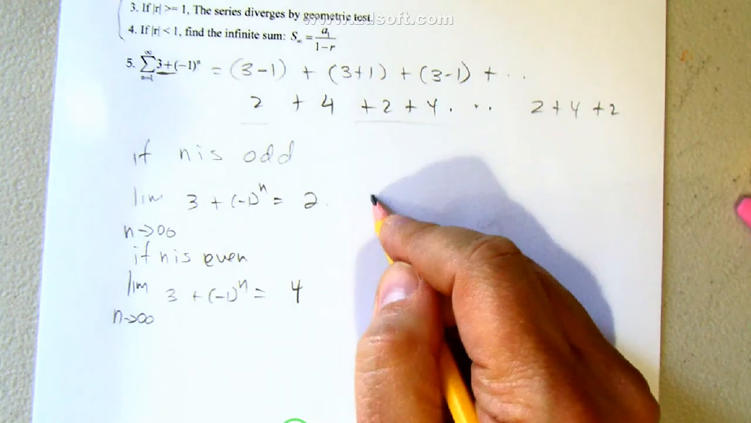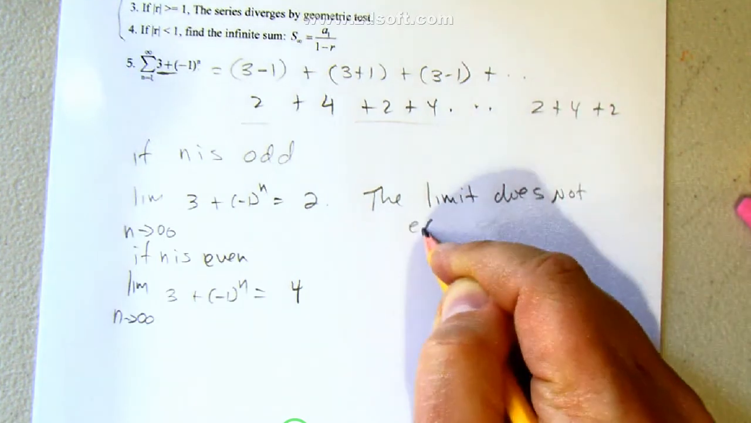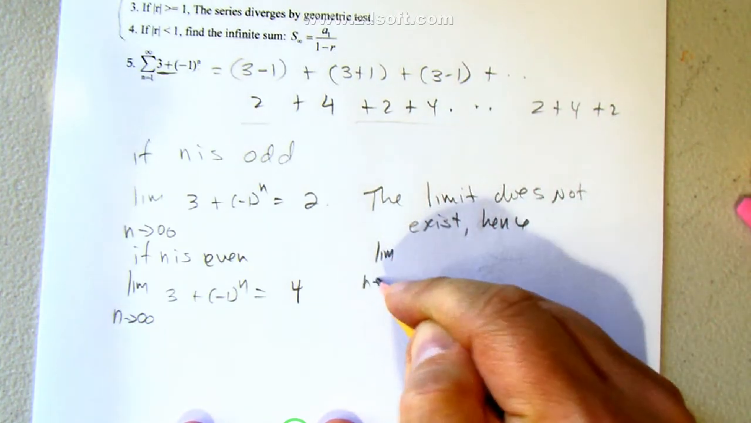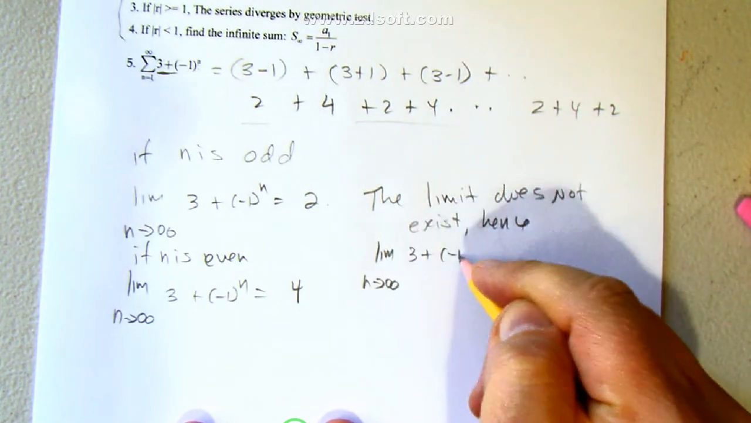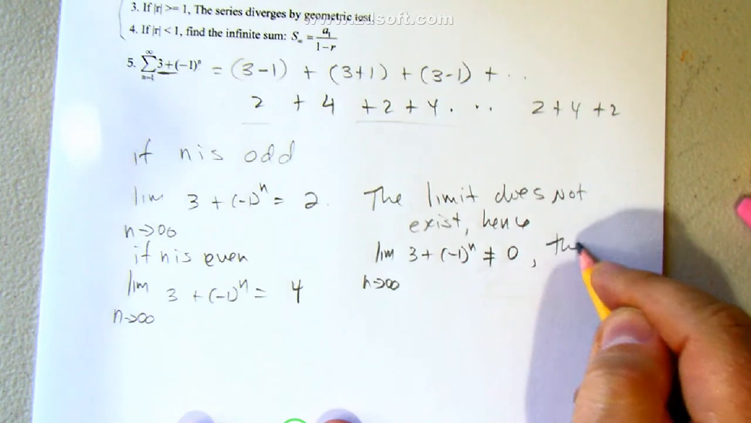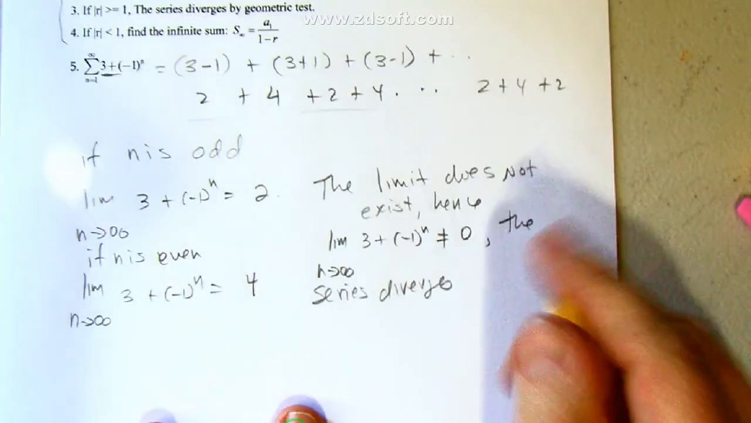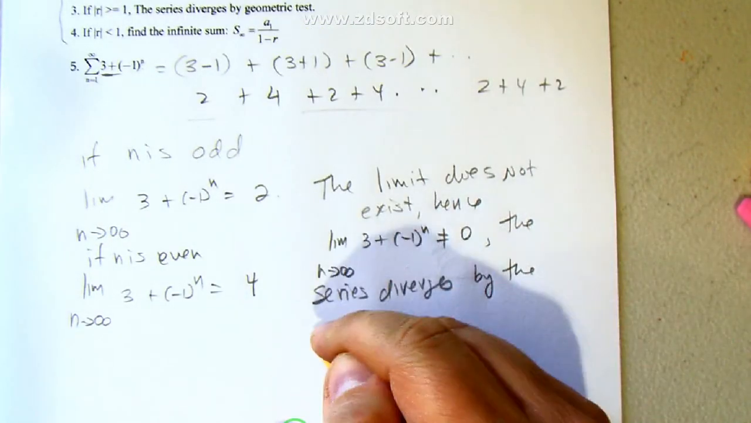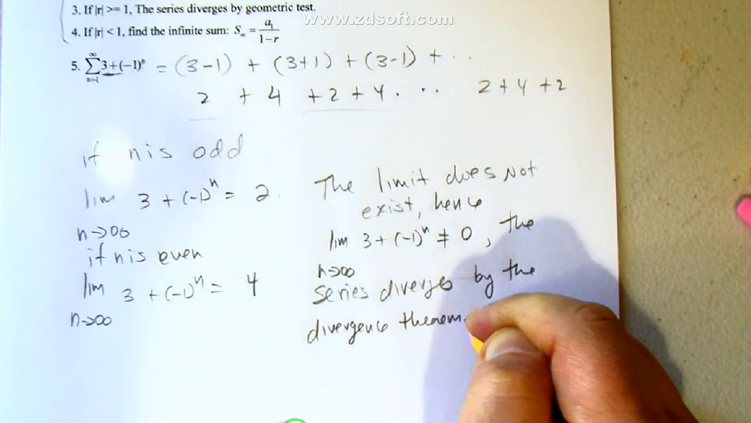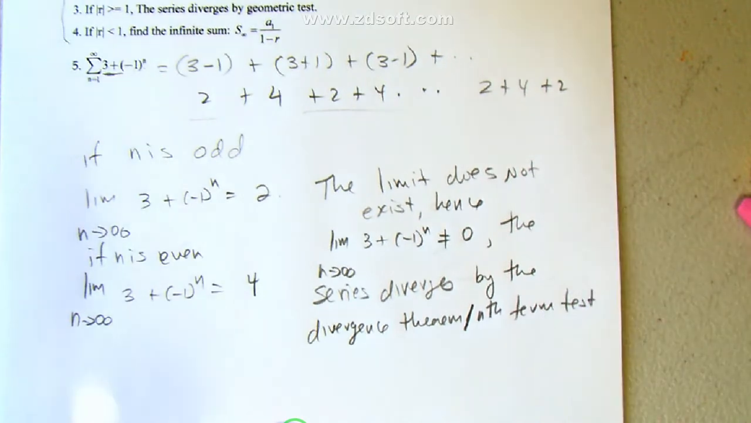So therefore, the limit does not exist. Hence, the limit as n goes to infinity of 3 plus (-1)^n is not equal to 0. Therefore, the series diverges by the divergence theorem / nth term test.